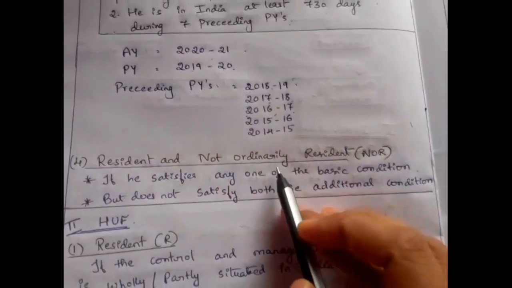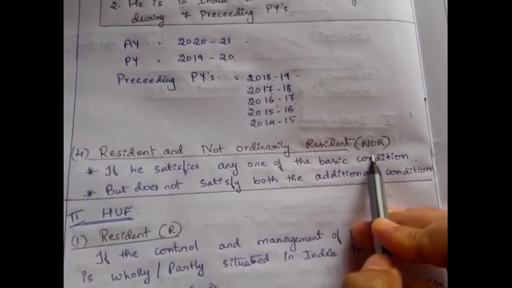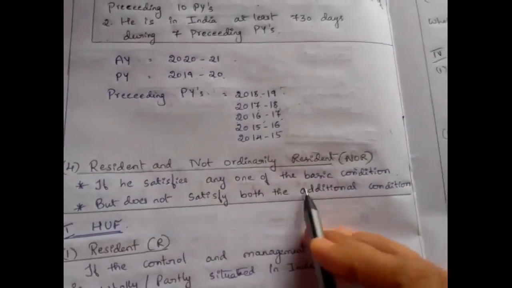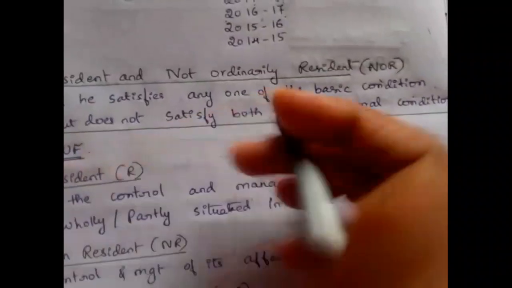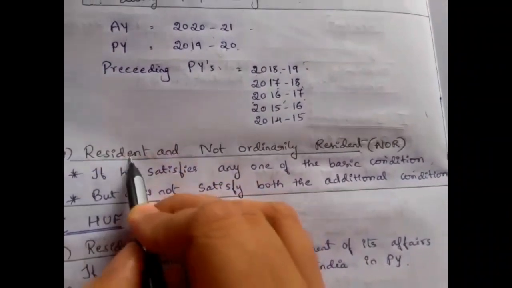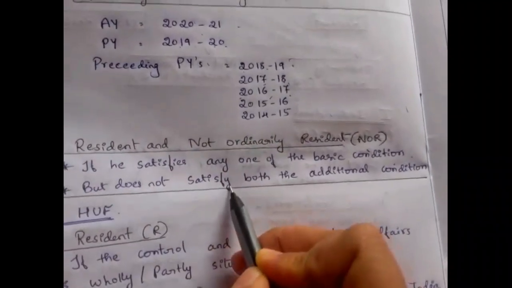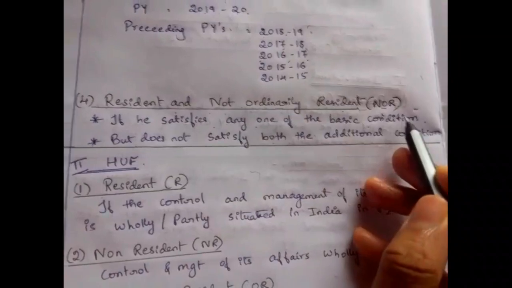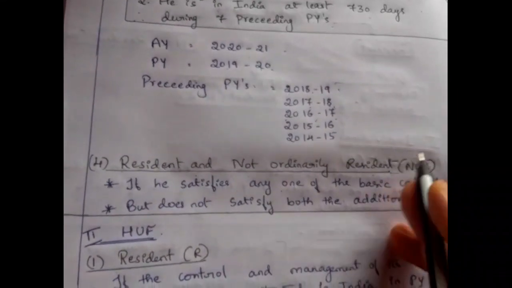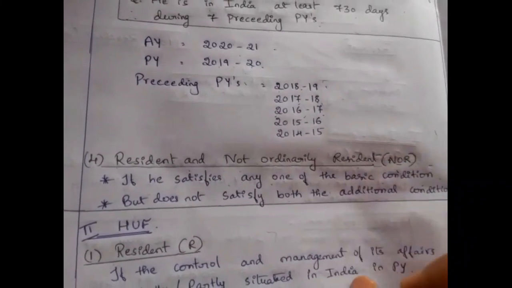Fourth one is resident and not ordinarily resident. It means if he satisfies any one of the basic conditions, he is treated as a resident, and if he does not satisfy both the additional conditions given above, then he is treated as not ordinarily resident. This is about an individual's residential status.